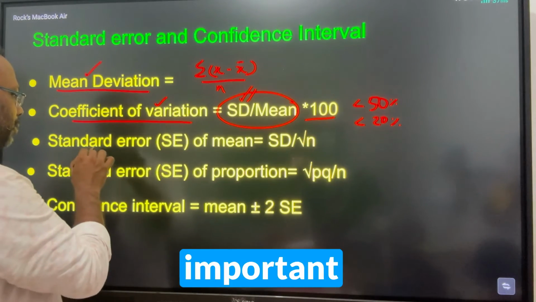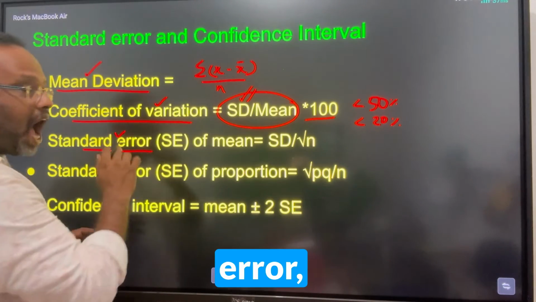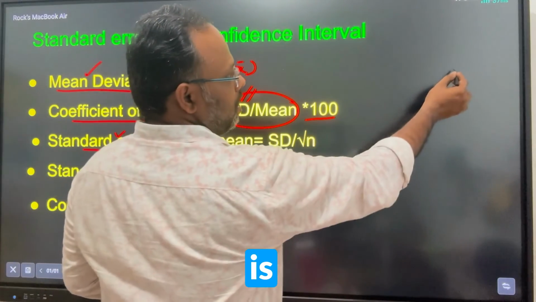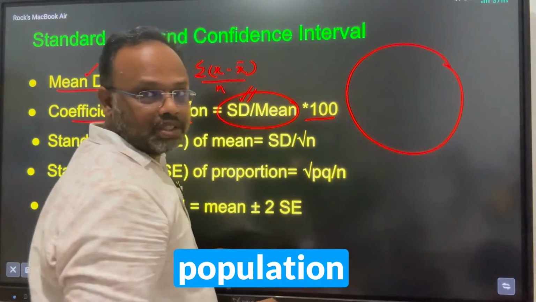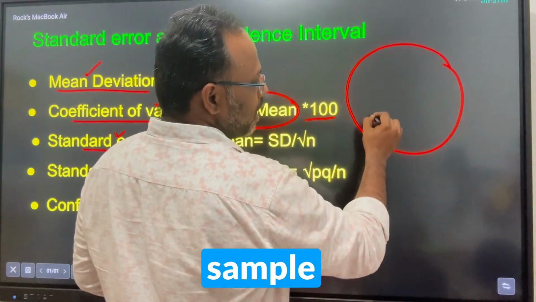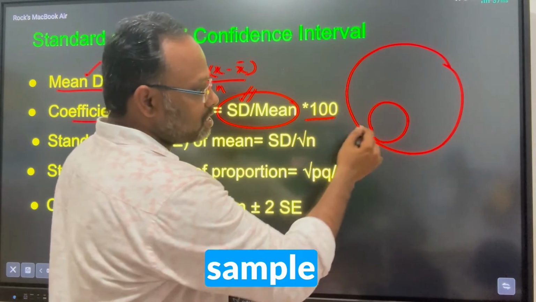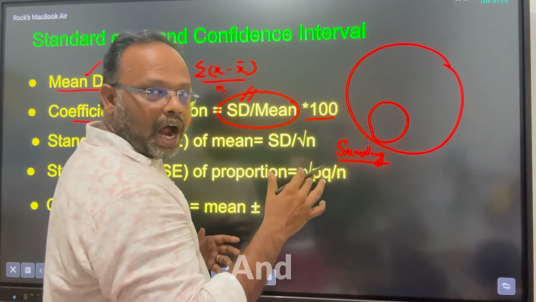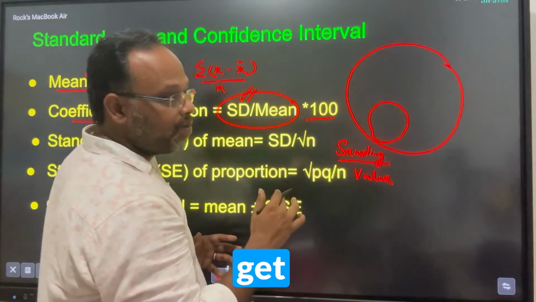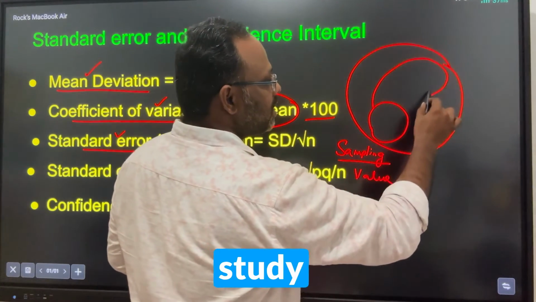Next, we move on to the important parameter called standard error of mean, otherwise called standard error, otherwise called sampling error. So what we do in research is, out of the total population or the study population, we take only a few samples for our study. The method by which we take this sample is called sampling. And with this sampling, we get a mean value through our study, and we try to generalize to the entire study population.